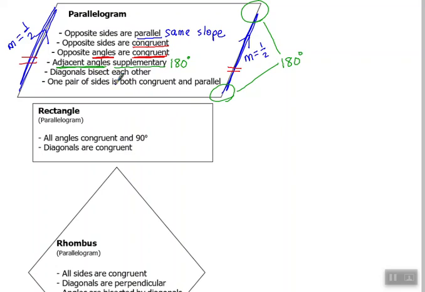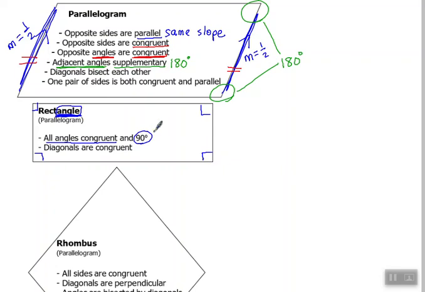Now we come to the rectangle, where it is a type of parallelogram, so all of these properties apply, but also all the angles have to be congruent and they measure 90 degrees. So there are 4 right angles in all rectangles. See the word angle in rectangle? That'll help you remember that the angles are congruent and 90 degrees. Now that's helpful for when we need to think about the slope.